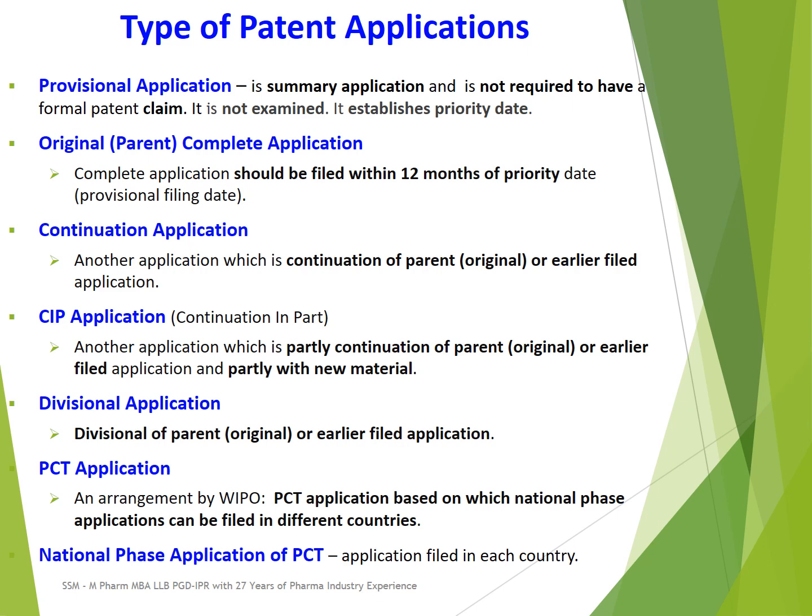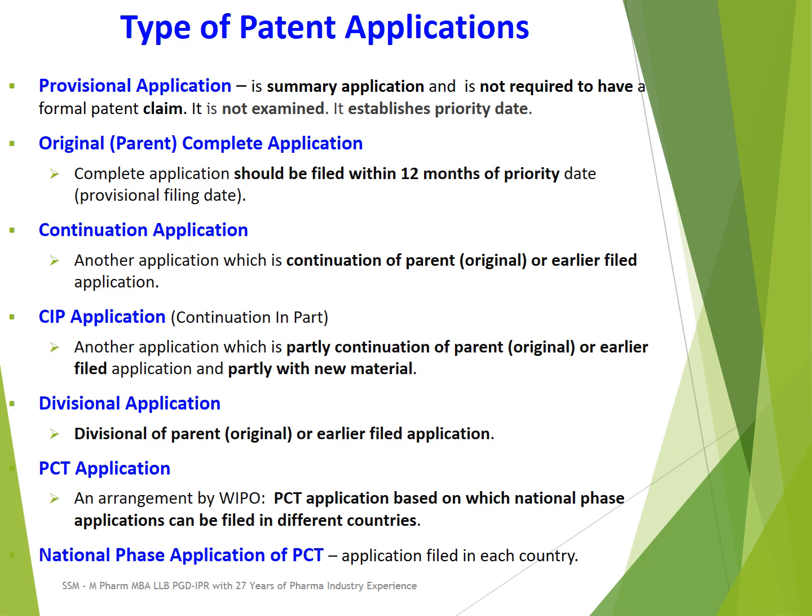Next is the continuation application, which is a continuation of an earlier filed or parent application. Suppose in the original or parent application, the applicant has claimed very broadly, maybe claiming a structure which includes 4 products. Now the patentee wants to narrow down his claim to maybe one product only. In that case, you can file a continuation application, and in the continuation application, you will claim narrowly, maybe only one product.